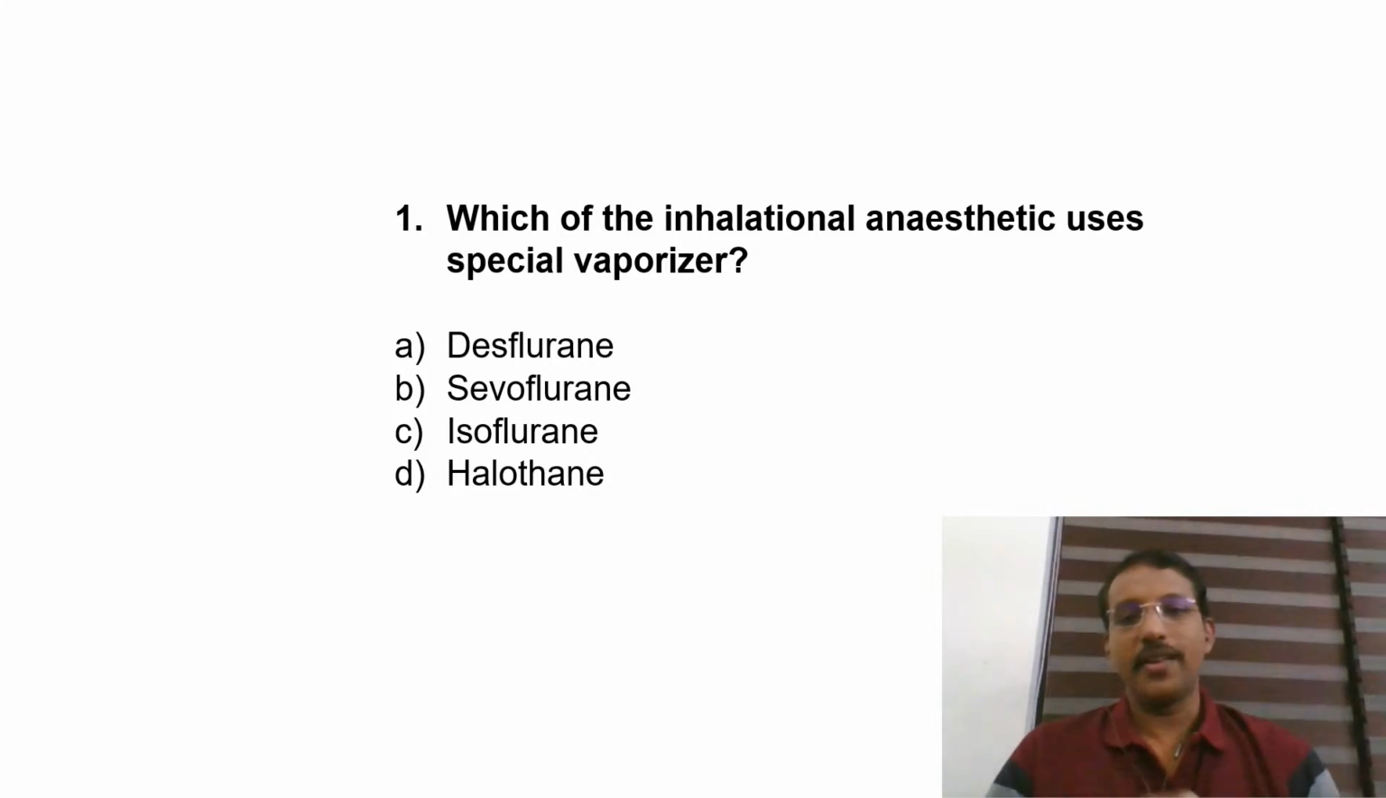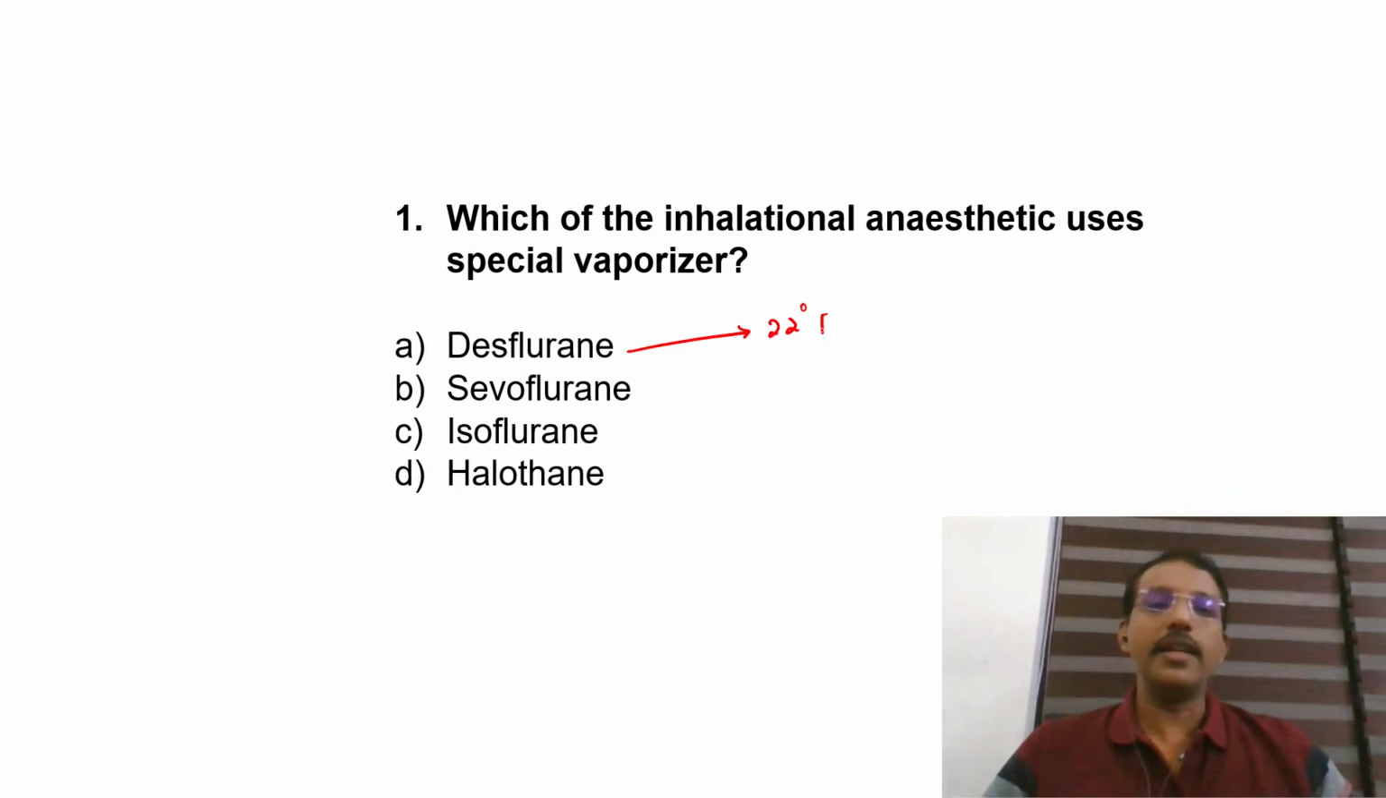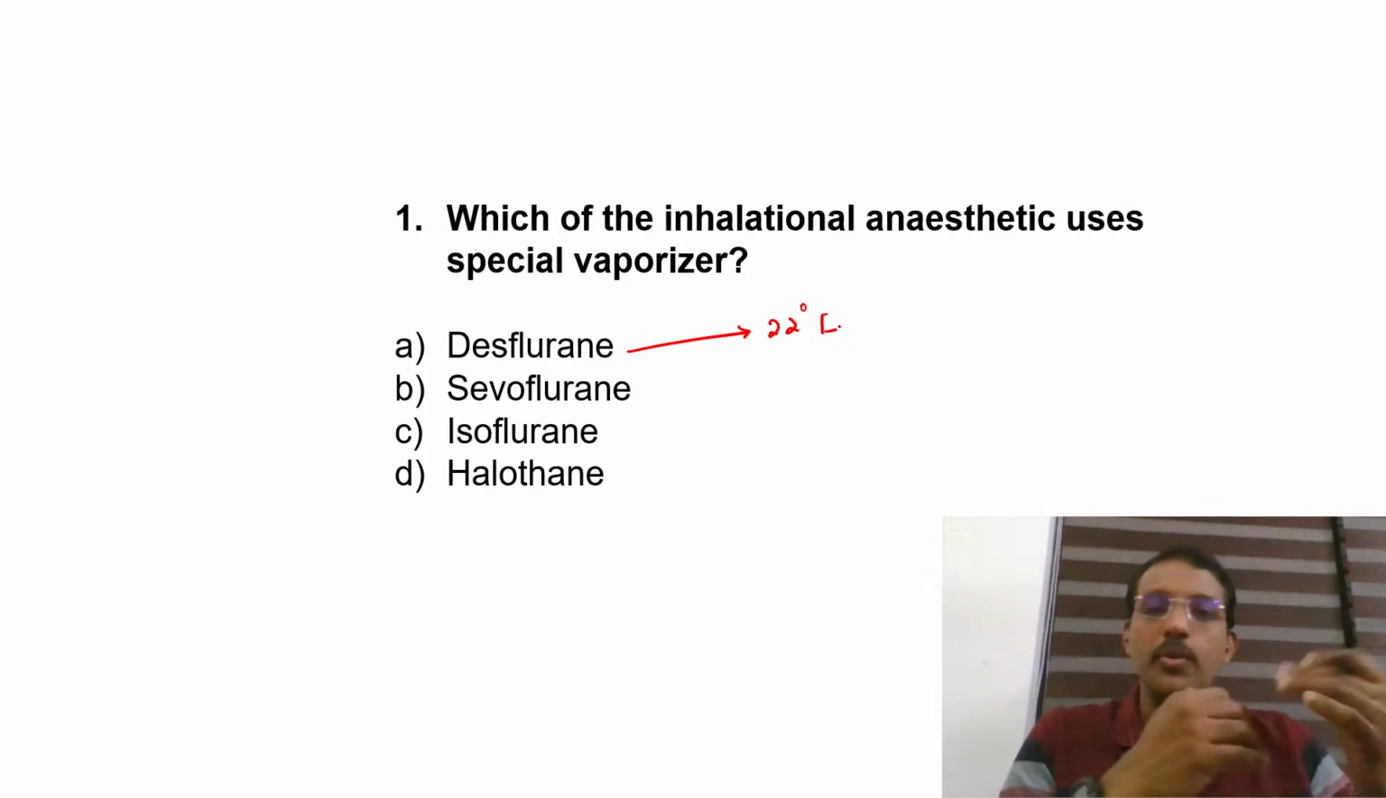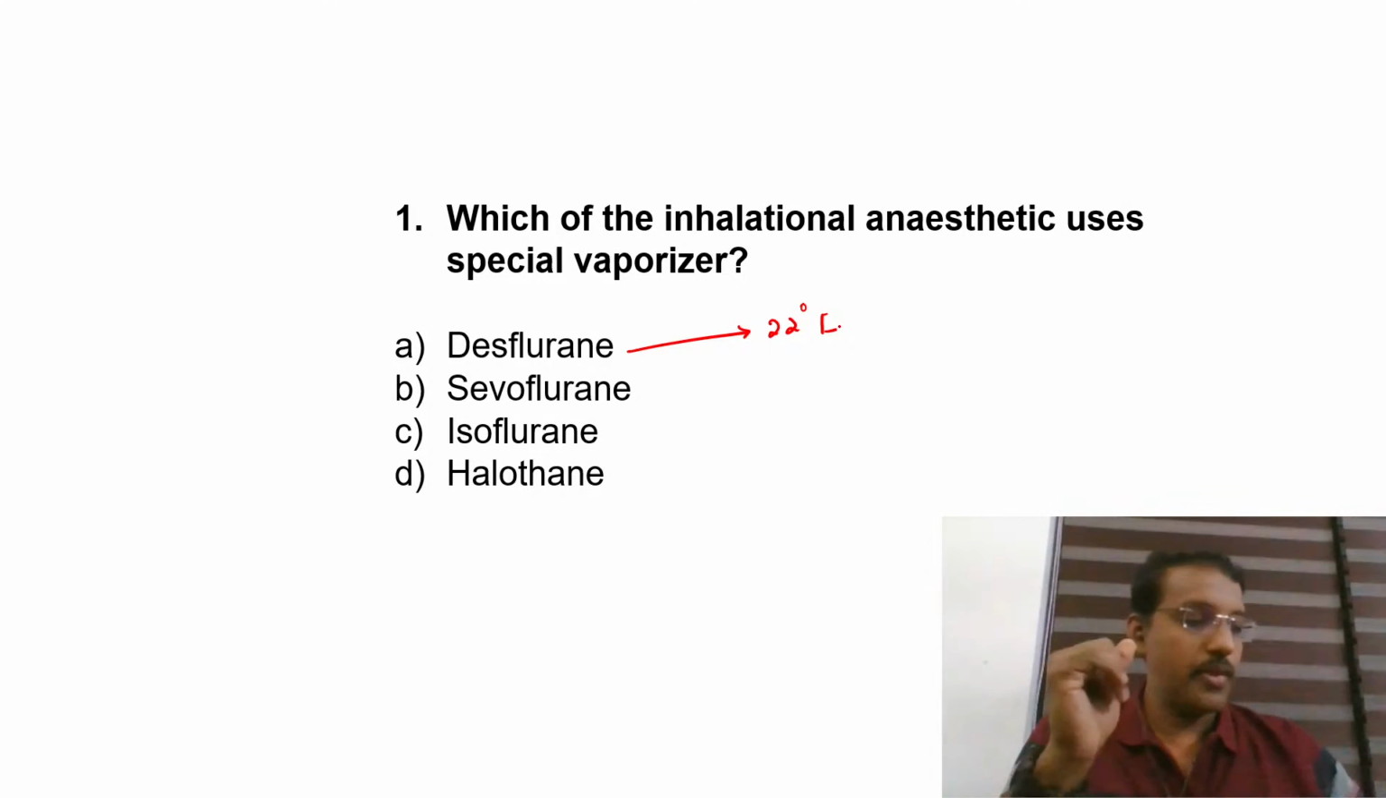As you know, if you look into the MCQs, you can see that desflurane is there, sevoflurane is there, isoflurane is there, and halothane is there. Which is so special among these? Now, it is very simple. As you can understand, desflurane has a very low boiling point. It actually boils at room temperature. It is the one which produces a very high vapor pressure.